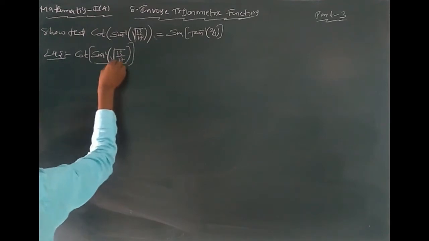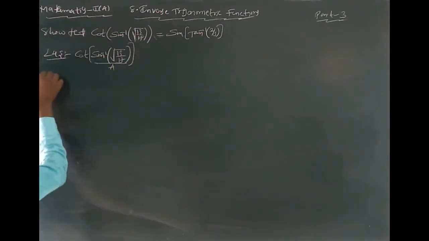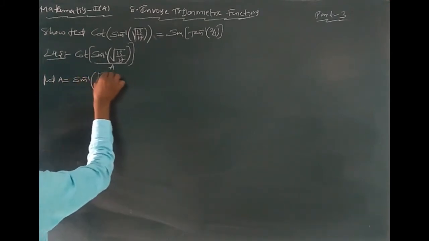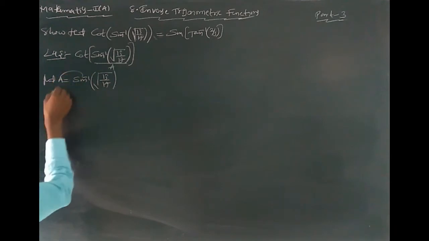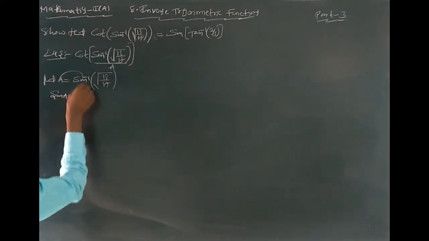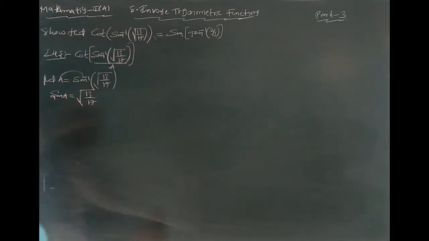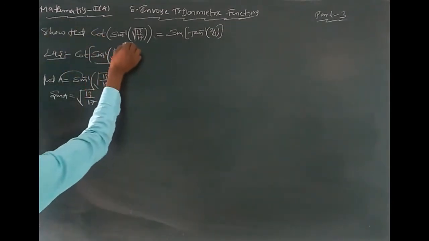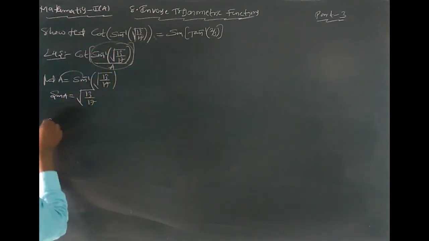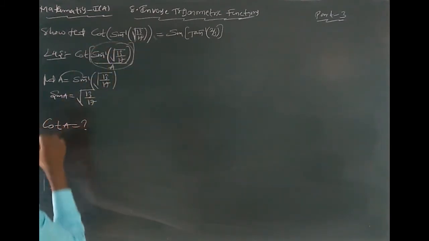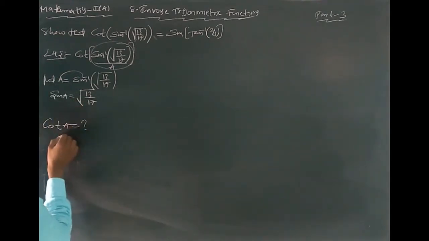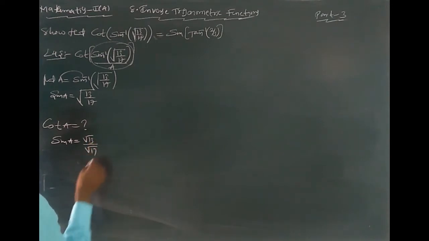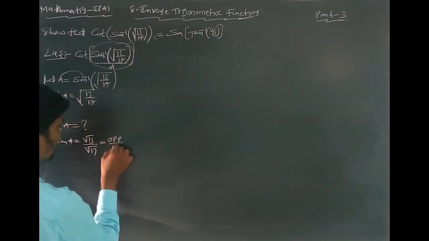Here we have to take this one as A. Suppose we put A is equal to sine inverse of square root of 13 by 17. Then sine A is equal to square root of 13 by 17. This is the value of sine A. You can find cot A equal to what? First, sine A is equal to square root of 13 by square root of 17, that is opposite by hypotenuse.